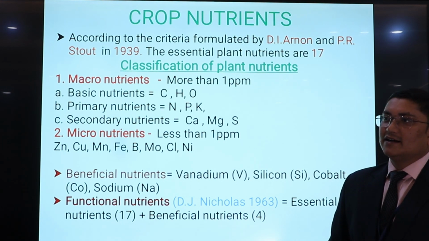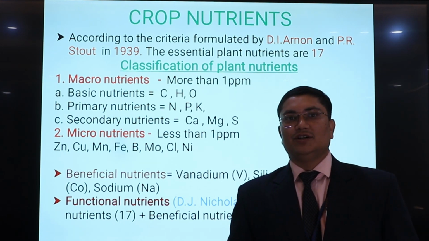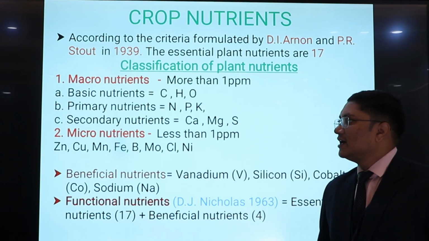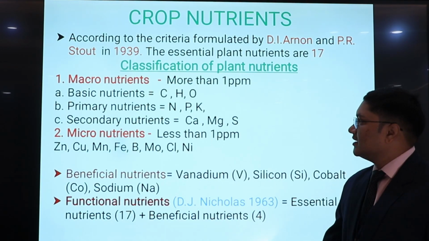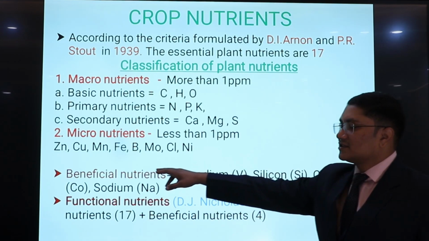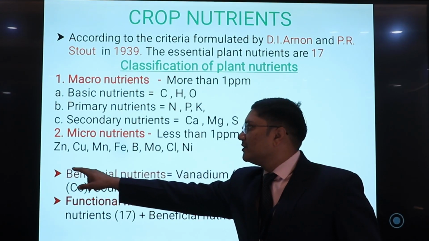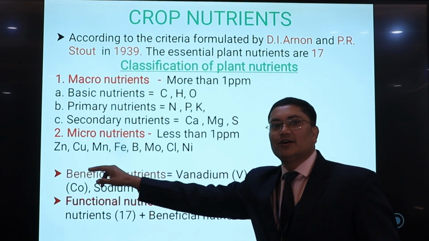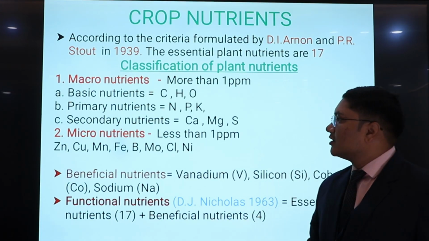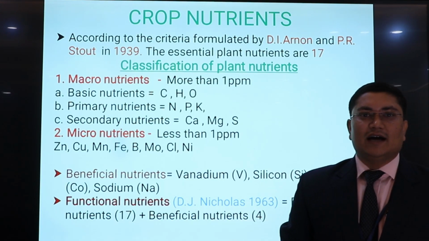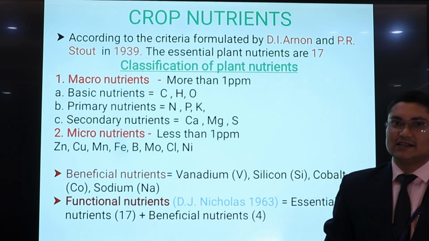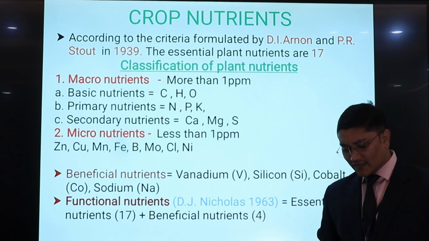Then the second category is the micronutrients. Of our 17 elements, 9 are macro and the remaining 8 are micronutrients. These are required in less than 1 part per million in the plant: zinc, copper, manganese, iron, boron, molybdenum, chlorine and nickel. These are the micronutrients which are essential for the plants.